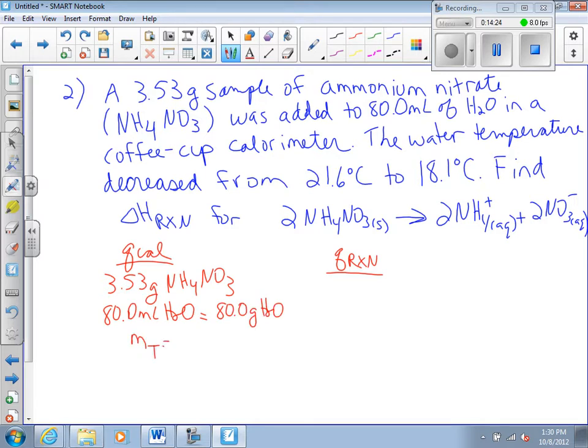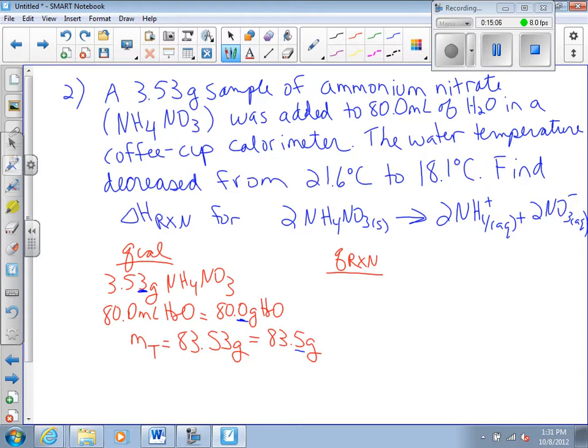So the total mass is going to be 83.53 grams, but really I can only keep that up to the tenths place because when we're looking at sig figs here, we look at precision when we are adding numbers. The first number is to the hundredths, the second number is to the tenths, so I can only keep my answer to the tenths place.